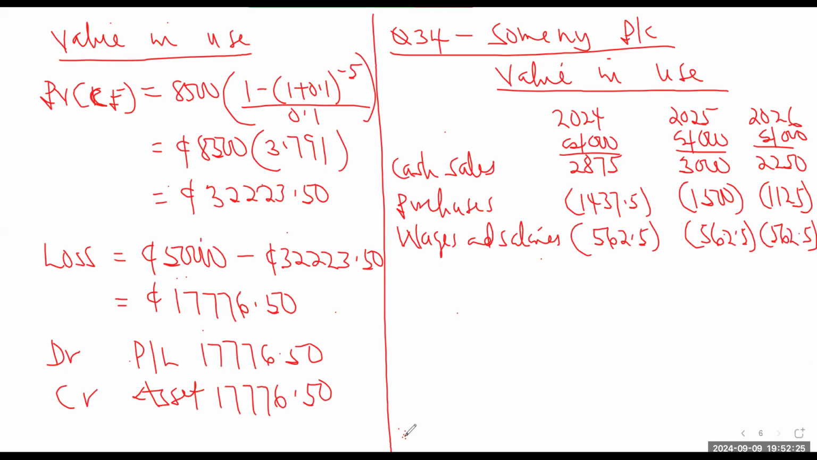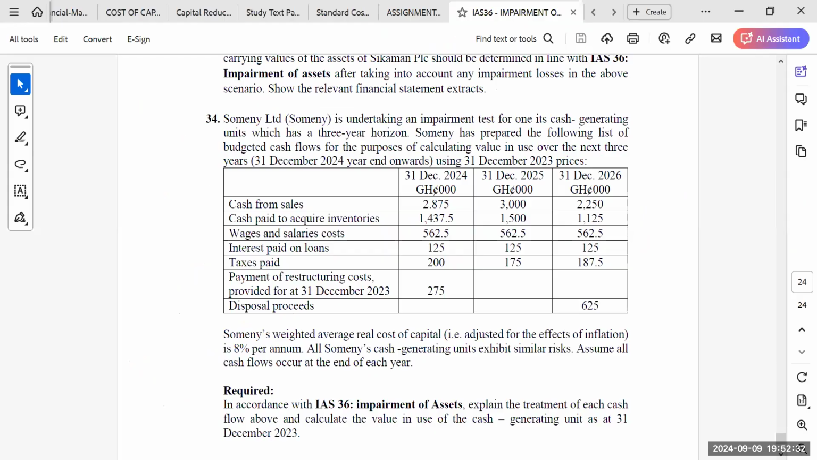Okay. So do you have any other cost again? Interest paid on loans. We have said that has already been factored into the cost of capital. Tax paid. Excluded. Payment of restructuring costs provided for at 31 December 2023. Excluded. This has already been provided for as a liability. So that will be excluded.